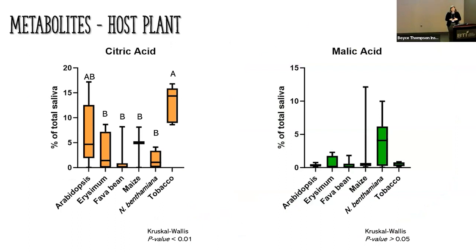Citric acid and malic acid are both known to be calcium chelators. So this can help disrupt that calcium ion signaling channel. So this is why we wanted to look at them, in order to see if those metabolites were present and if that could be what their purpose was.